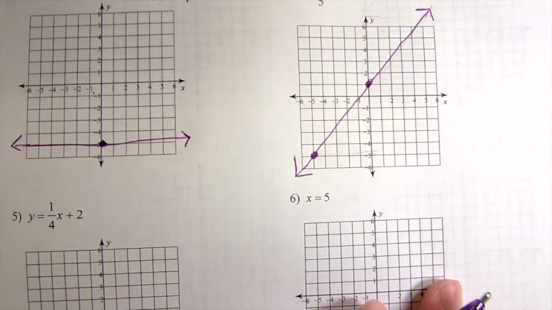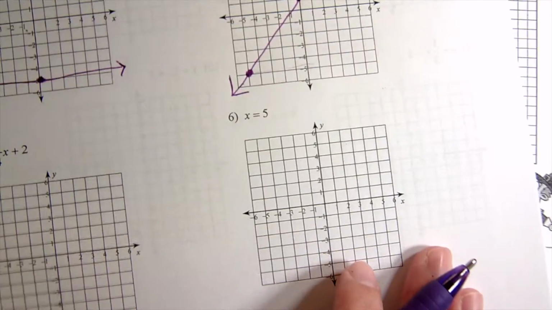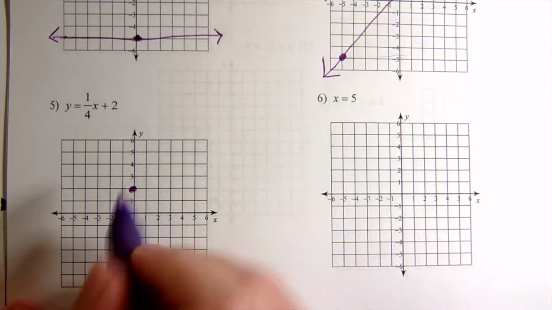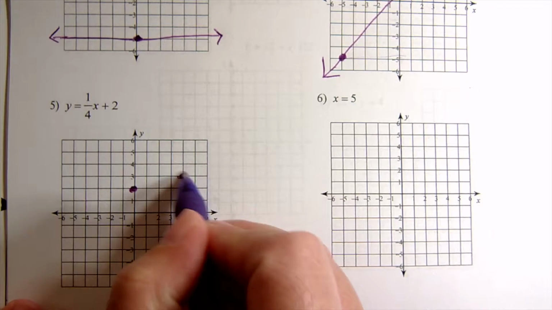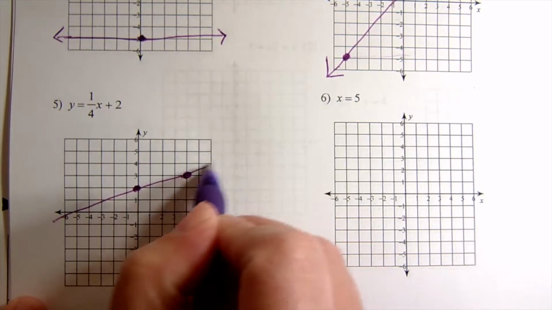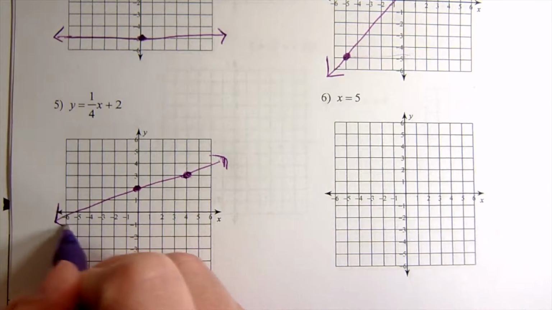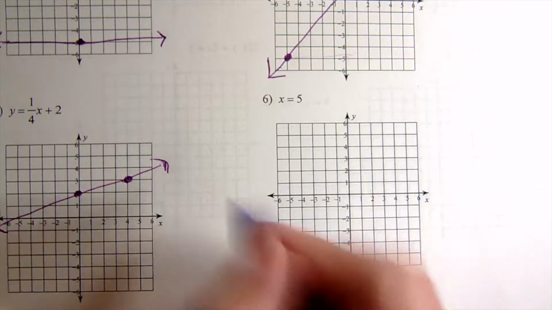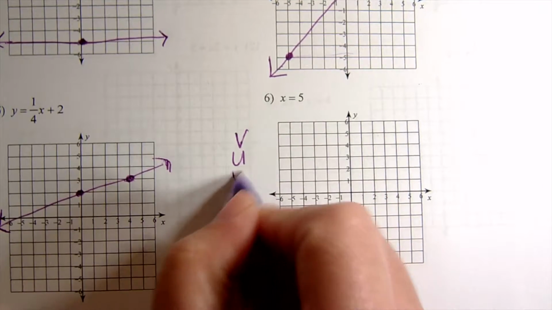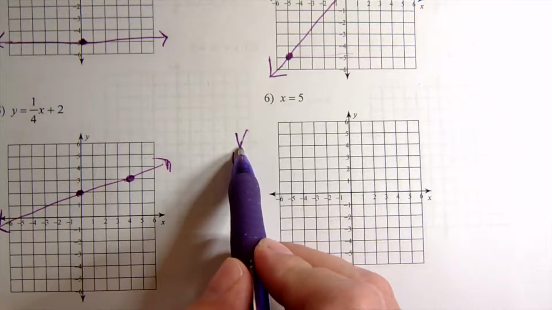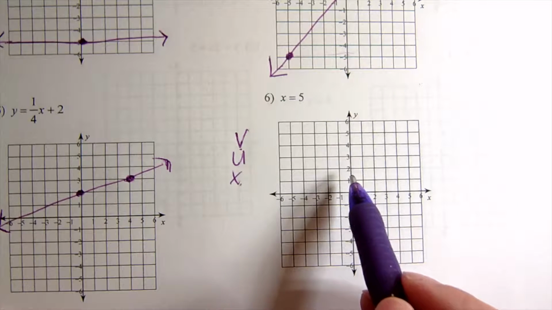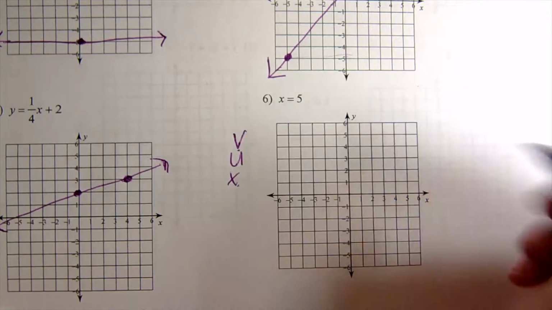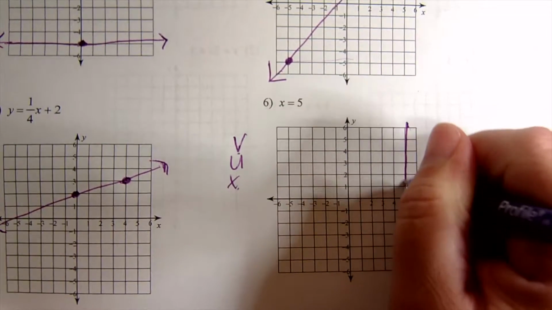Number 5. What is the first point that you graph? +2. Then where do you go? Up 1 over 4. Number 6. What kind of special line is this? It's vertical because it doesn't have a y. It just has an x, so that makes it vertical. And it crosses where? The x-axis at 5. So it's going to be a vertical line at x equals 5.